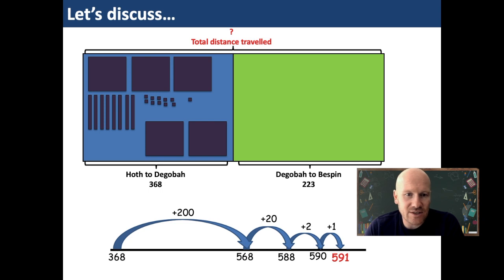Exactly the same as the strategy we used before. Obviously, we've just done that in a different way. This time we started at one of the numbers and we counted on the other number to get our whole amount.